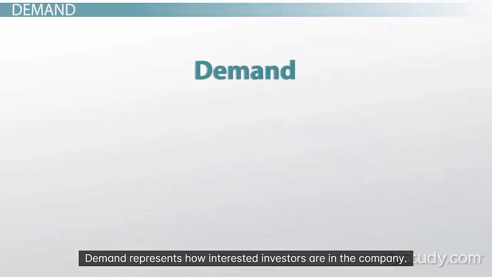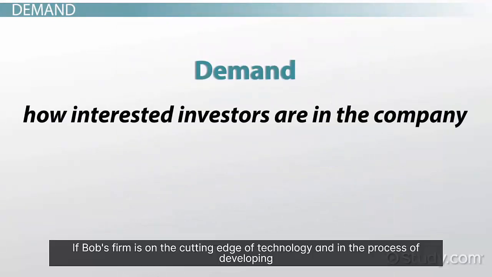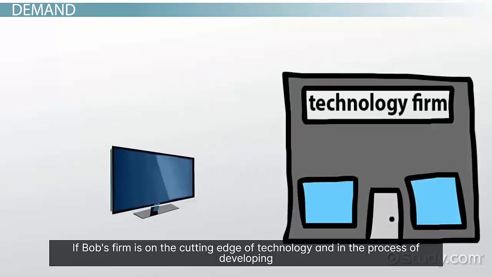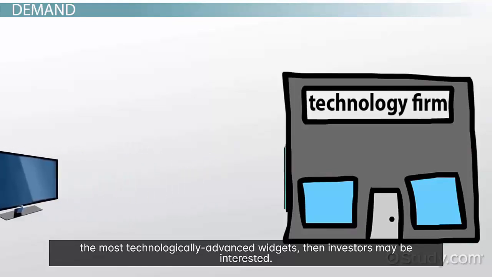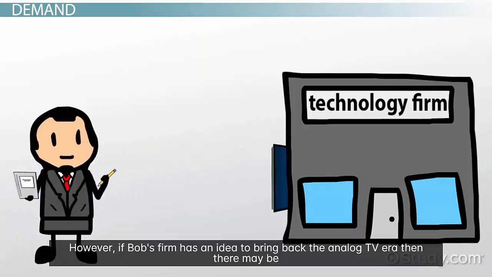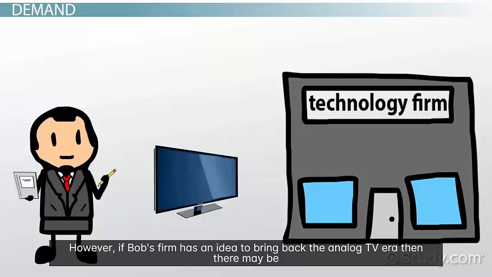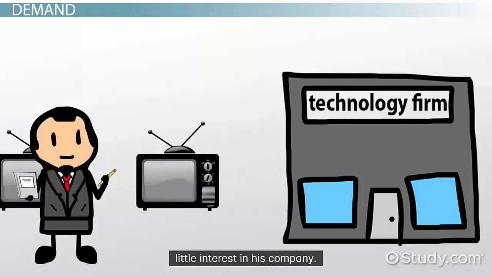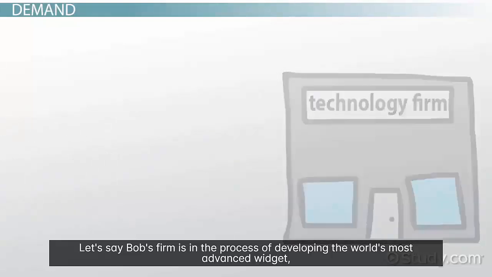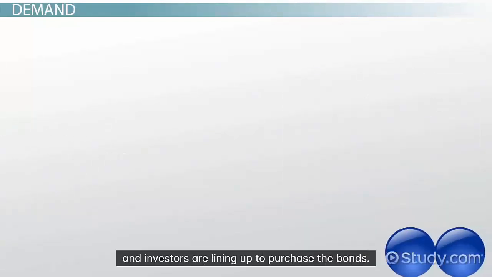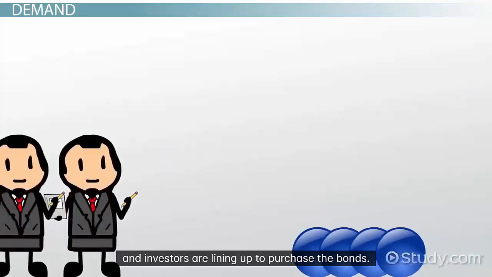Demand represents how interested investors are in the company. If Bob's firm is on the cutting edge of technology and in the process of developing the most technologically advanced widgets, then investors may be interested. However, if Bob's firm has an idea to bring back the analog TV era, then there may be little interest in his company. Let's say Bob's firm is in the process of developing the world's most advanced widget, and investors are lining up to purchase the bonds.